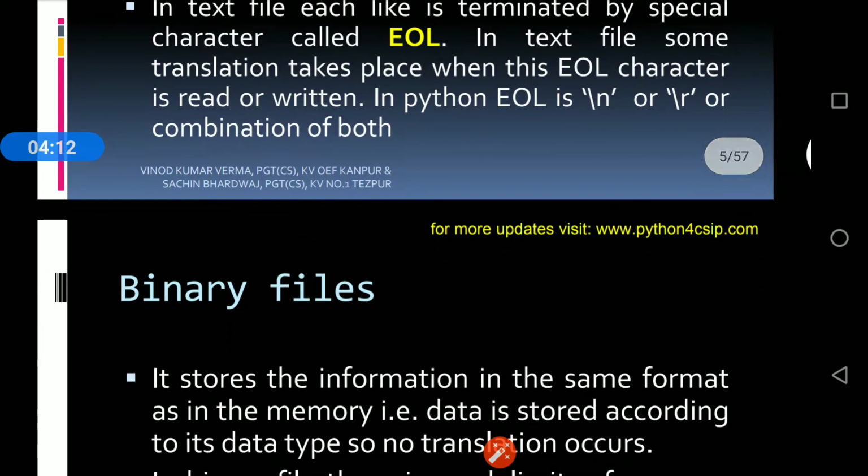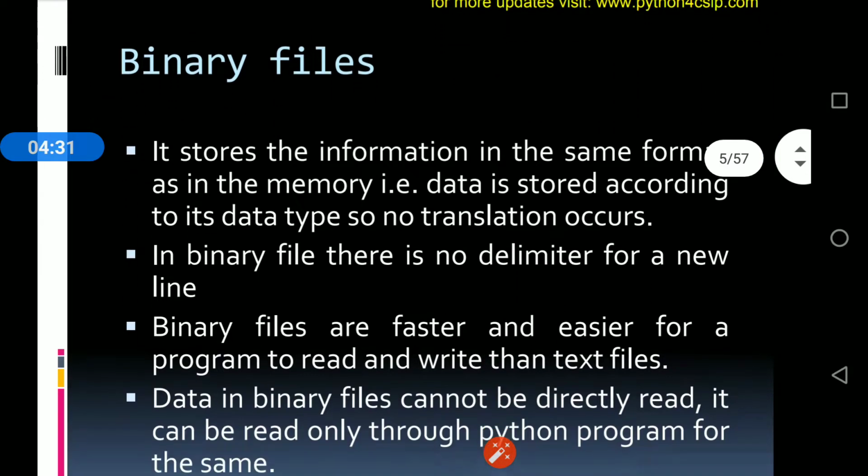As you all know, these two are escape sequences which you have studied in class 11th. I hope you understood that in text files, each line is terminated by an end of line character. It can be a new line also, it can be a carriage return also. New line will take it to the new line and carriage return will take the cursor to the beginning of the same line. Now binary files.